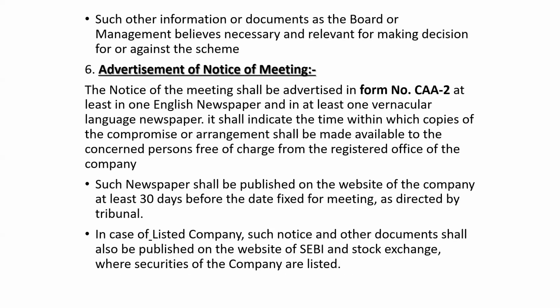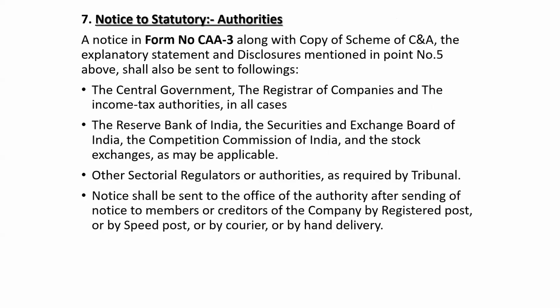Advertisement of notice. So notice has to be in form number CA2, at least in one English newspaper and in at least one vernacular language newspaper. It shall indicate the time within which the copies of the compromise arrangement shall be made available to the concerned persons free of charge from the registered office of the company. Then notice to statutory authorities.